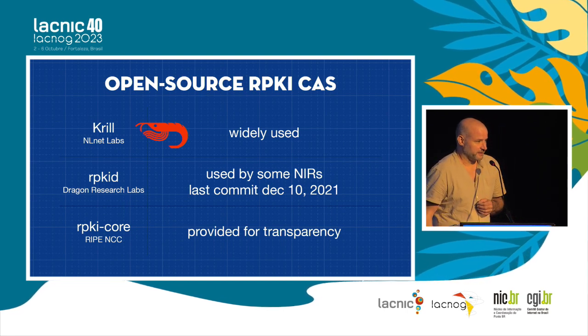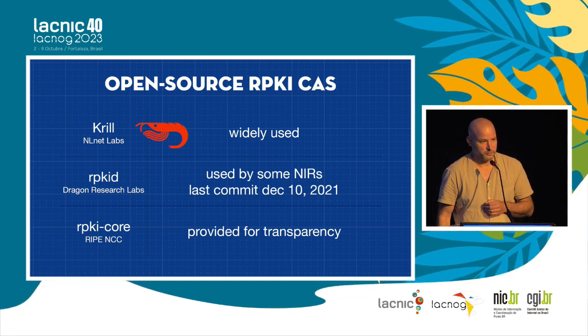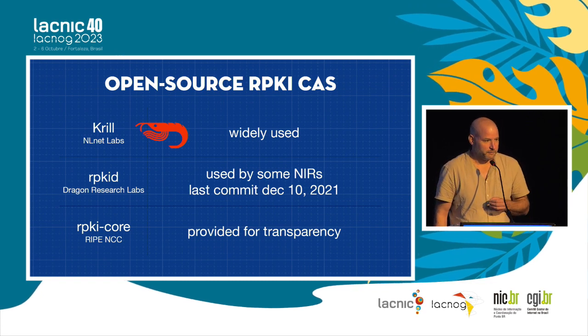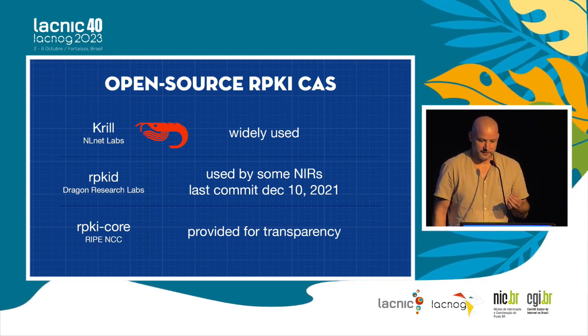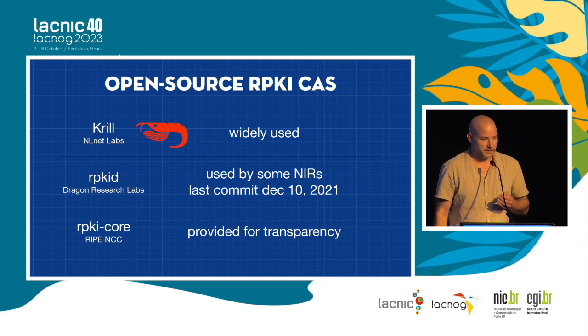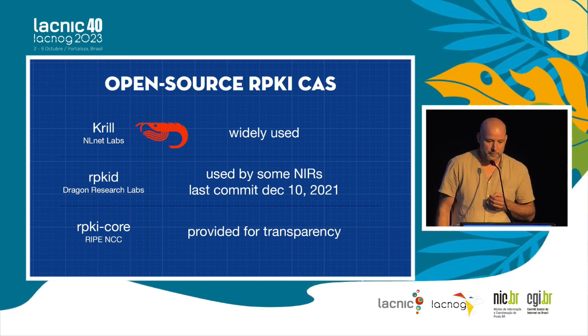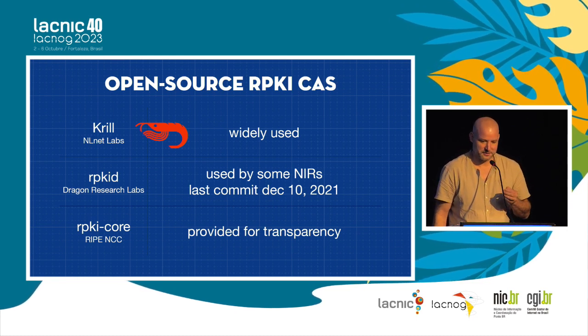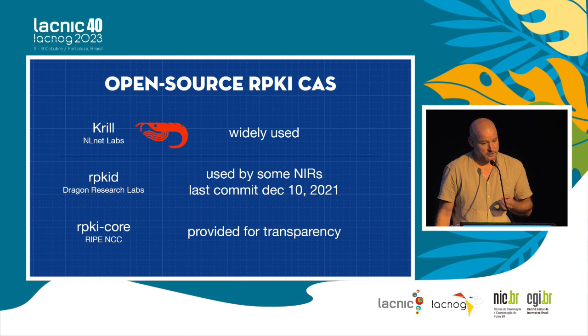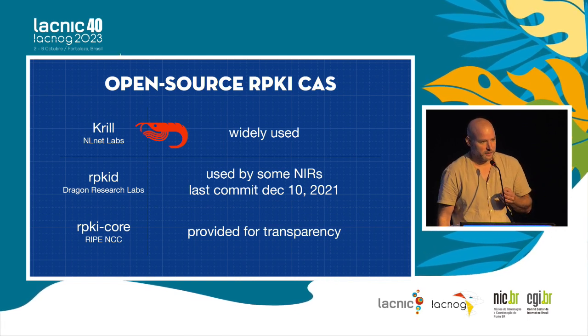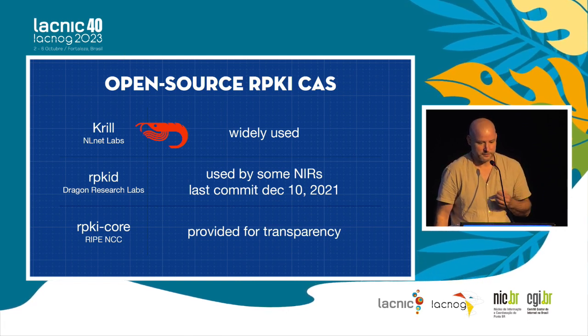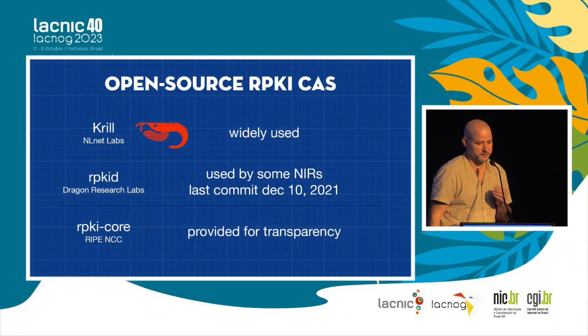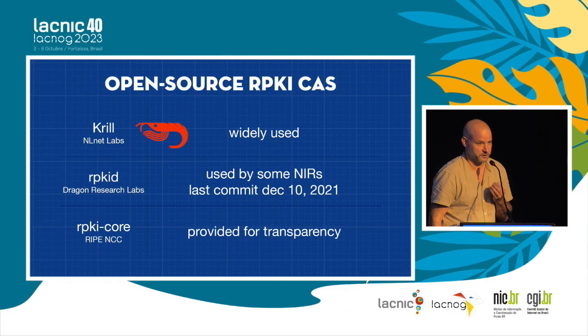Before we go there, a quick overview of the open source software out there. There's Krill by NLnet Labs, which I write. It's very widely used. RPKI-client... rather, RPKId by Dragon Research Labs. They have the cooler name, I'll give them that. That's also perfectly good software, but unfortunately it's not being maintained recently. The RIPE NCC has open sourced their RPKI core code, but it's really for transparency. It's not software you can easily run.